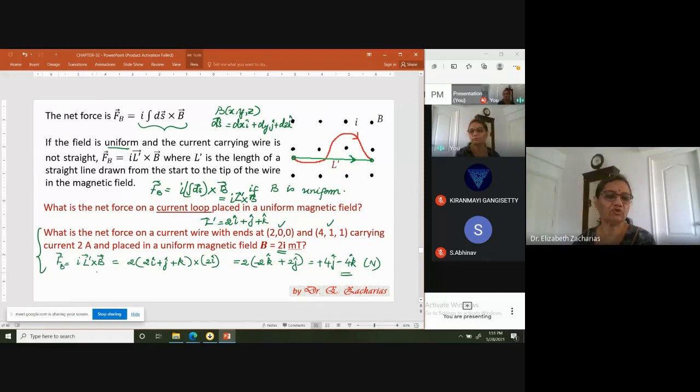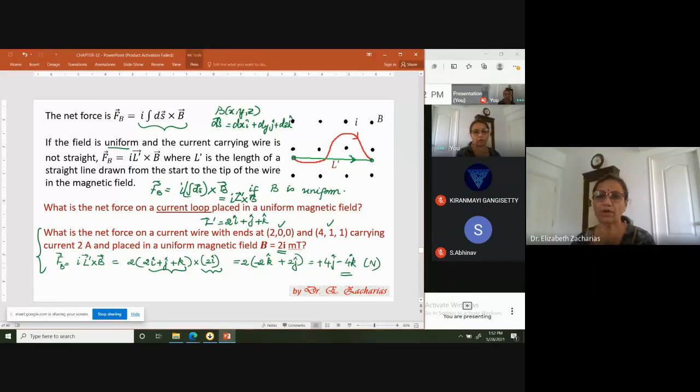So use it. Current is 2. So 2 into L prime cross 2I. Can't you do this cross product? I cross I, 0. J cross I, minus K. K cross I, K cross I, G. That's it. Okay. So when problems of this kind are given, this is the way you have to approach it.